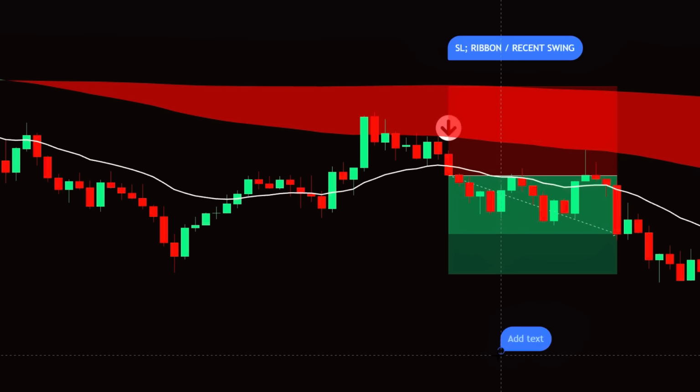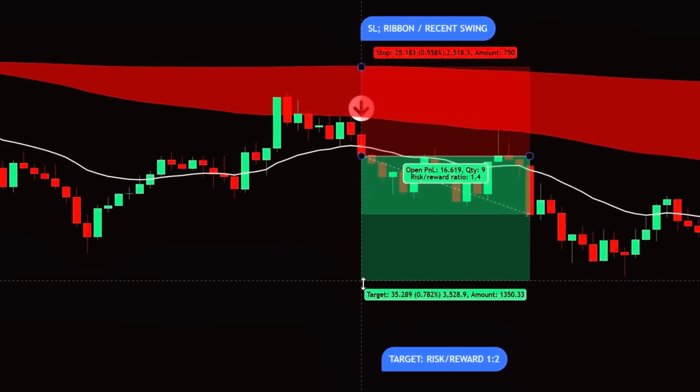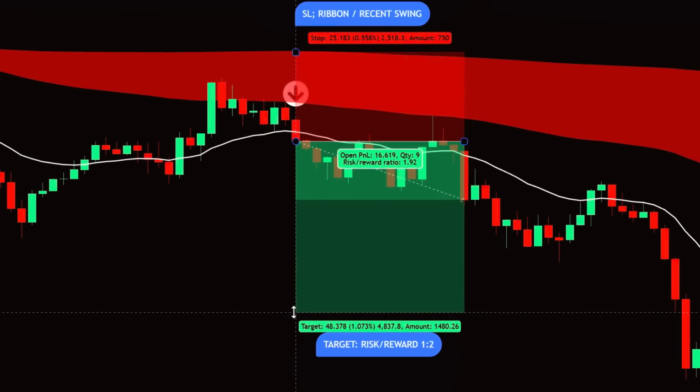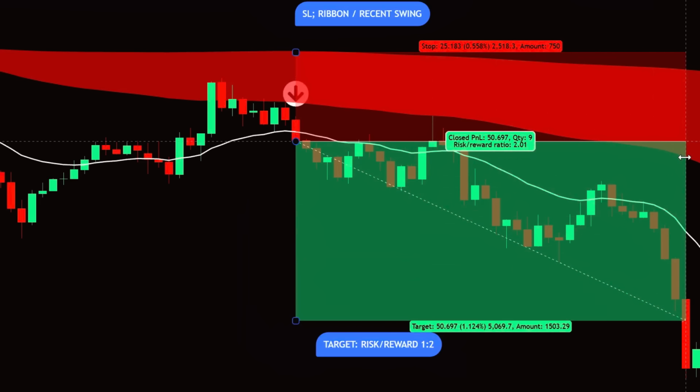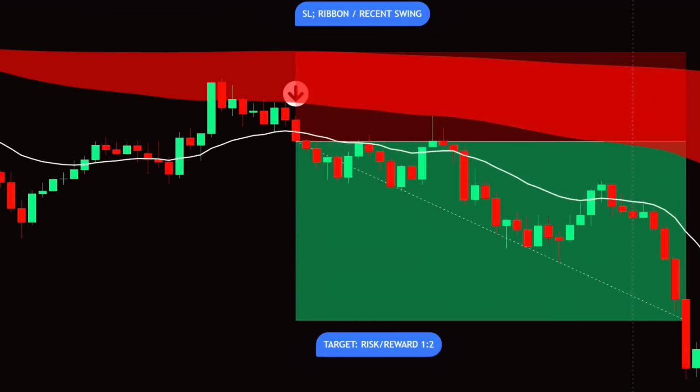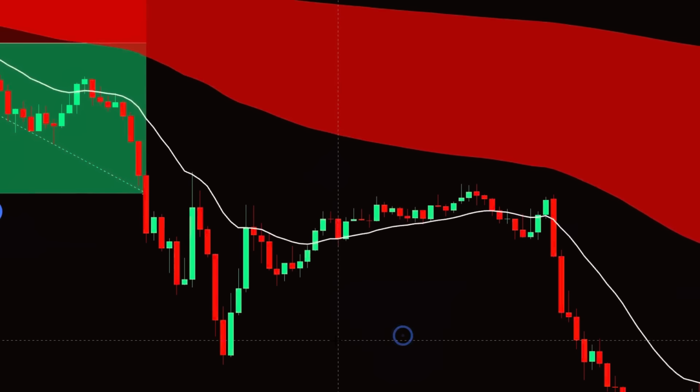For the target, we'll use a fixed 1-to-2 risk-reward ratio. This is vital because no strategy wins every single trade. There will always be losing trades, but when your average winner is twice the size of your average loser, you don't need a high win rate to be highly profitable over a large sample of trades. Your edge comes from combining disciplined entries with consistent risk management. Let's keep moving through the chart to look at more examples.